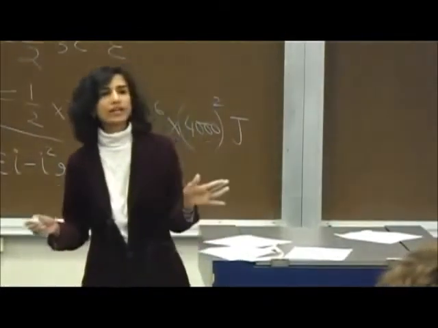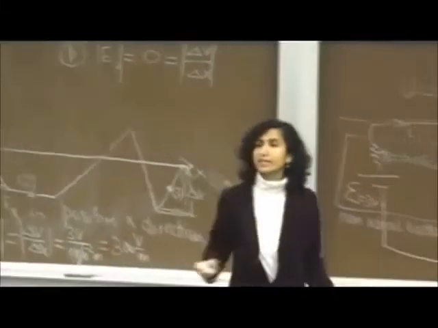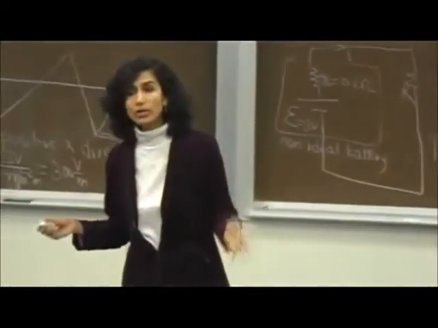Yeah, delta T is always final minus initial. That's a very good point. If we ever write delta V, it is also final minus initial. Delta T is always final minus initial. Delta U is always final minus initial.